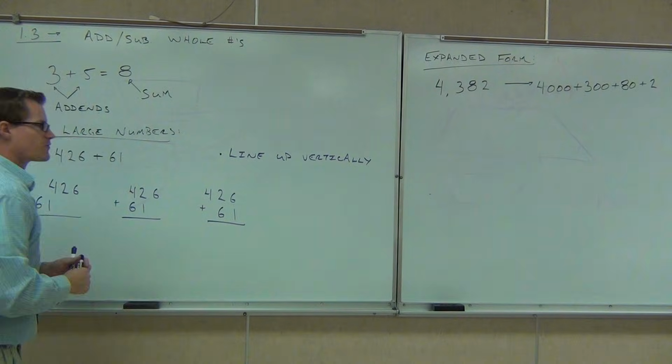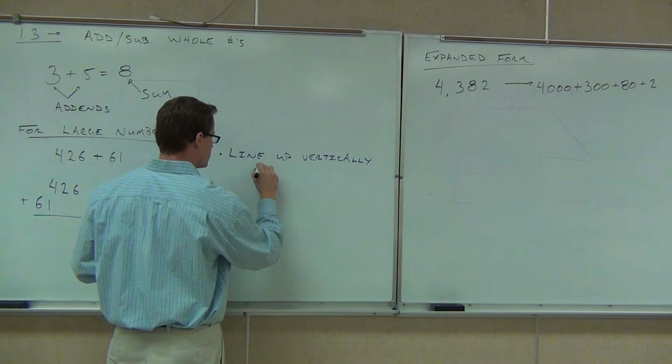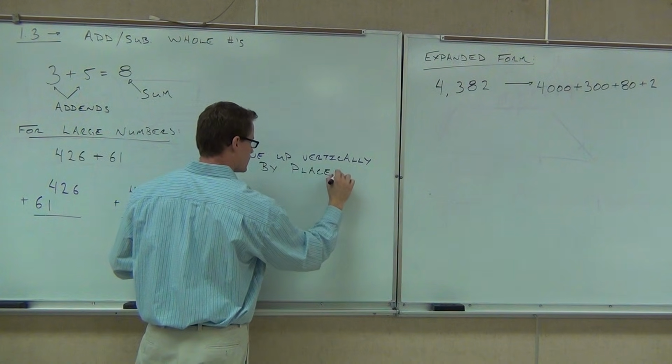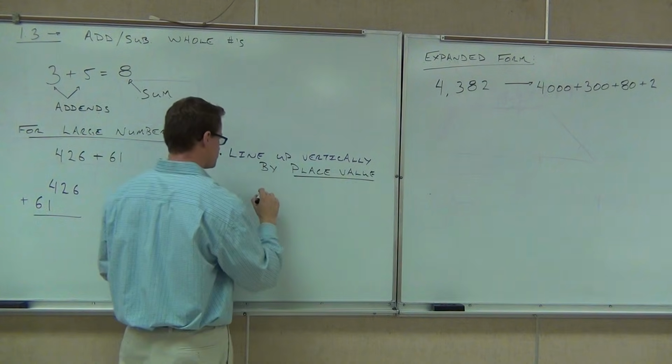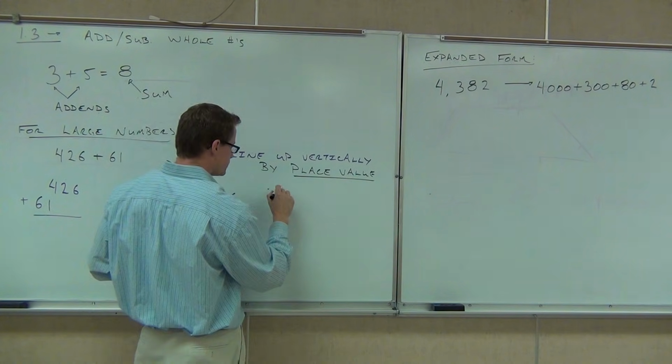So we're going to line things up vertically, and then we're going to add place value by place value. So line up vertically, by place value. And then we're going to add each place value.